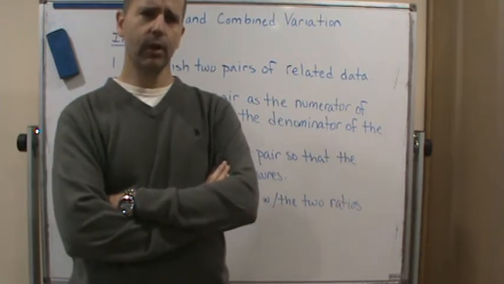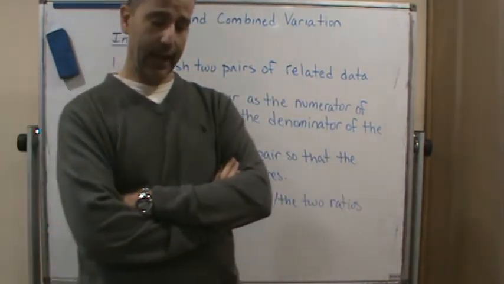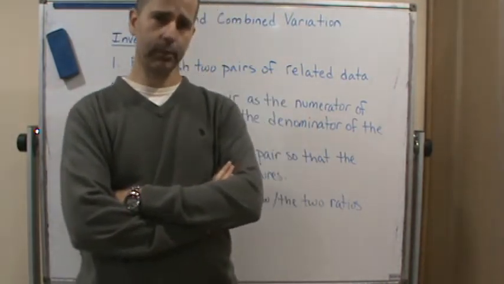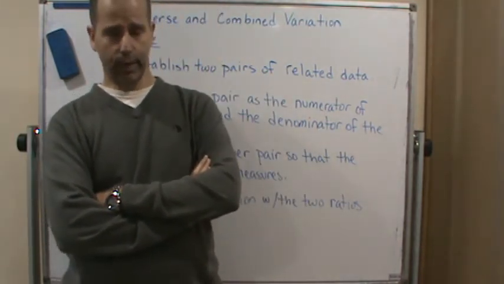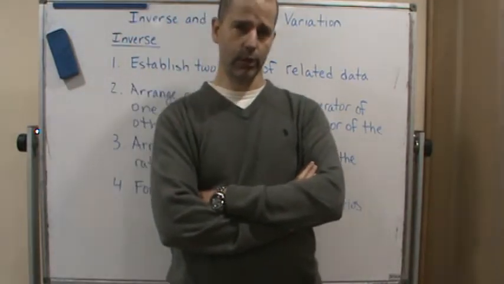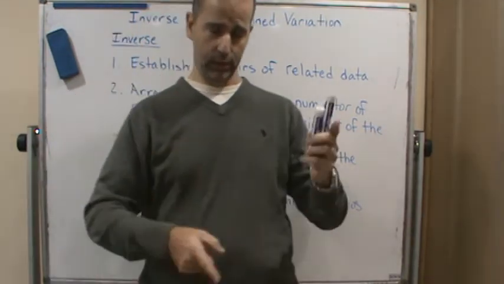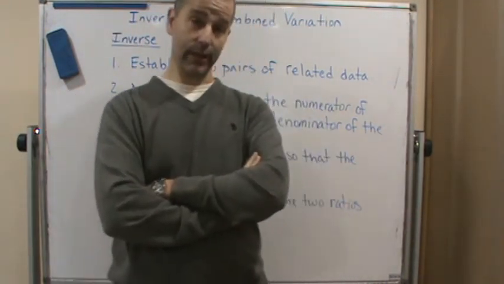So an inverse relationship or an inverse variation means that as one variable is going up, the other variable tends to go down. Or if the variable goes down, then the other variable goes up. Okay? So they go opposite directions of each other. So that is inverse variation.